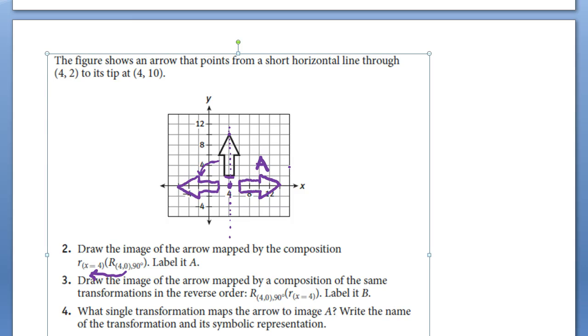Number 3, draw the image of the arrow mapped by a composition of the same transformations, but in the reverse order.